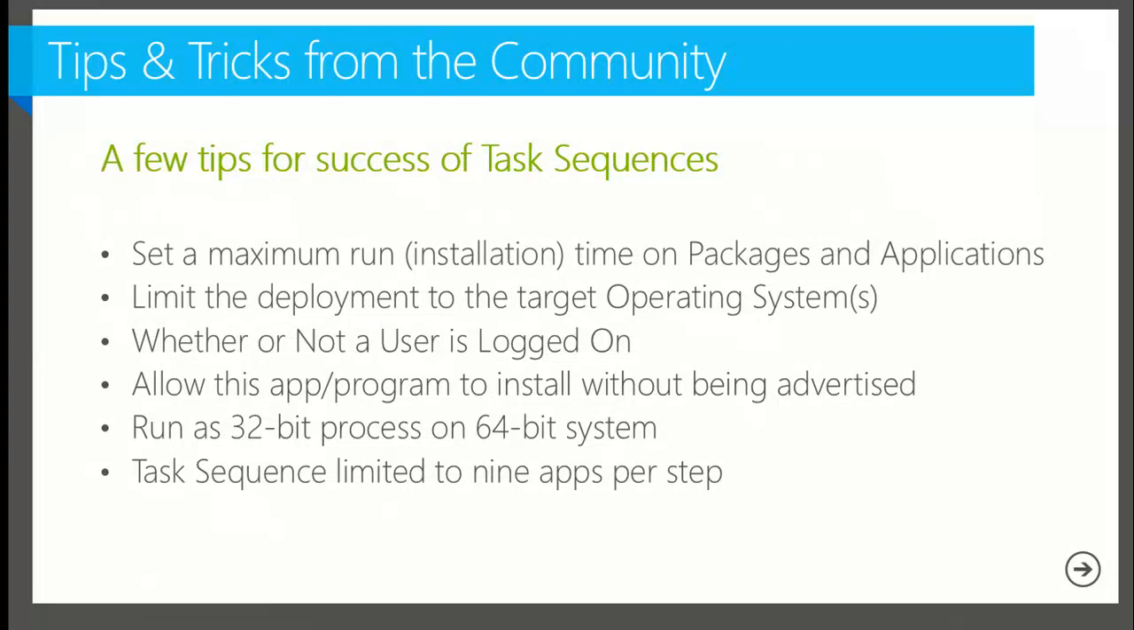Keep in mind the run as 32-bit process on a 64-bit system. Sometimes you might need to do that in order to get an application to install correctly, or actually just to install. And one other note is for the application step. I missed that. So for the application step, task sequences are limited to 9 apps per step. So you might need to have multiple steps to do a slew of applications.